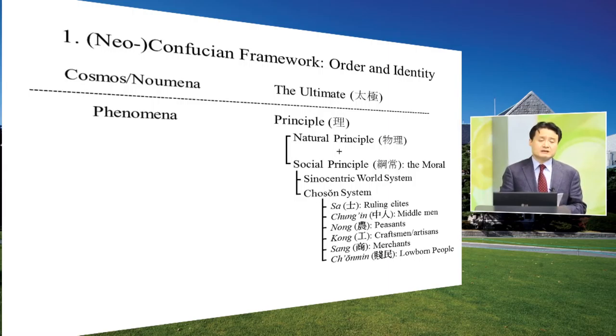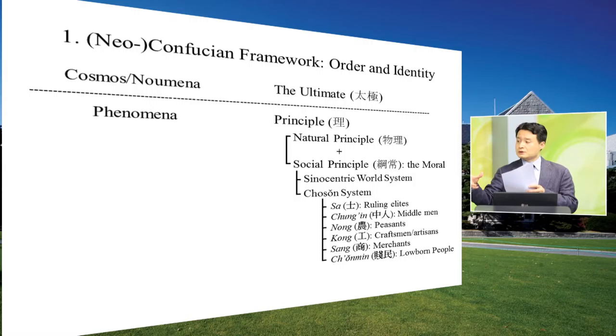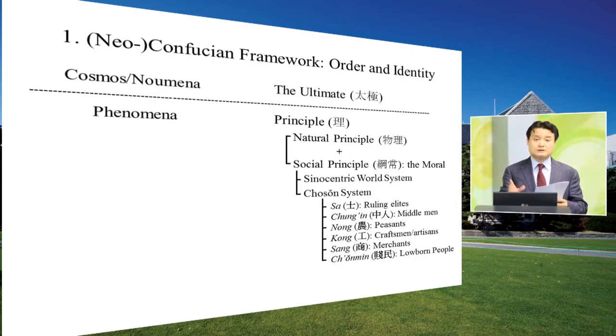Similarly to the Sino-world system, it is based upon the concept and content of hierarchy or order that starts from the ruling elite, and above that, middlemen, and after middlemen and peasants, and then craftsmen or artisans, and then the next is a merchant, and then the bottom is composed of lower-born people or slaves. So this kind of hierarchical relationship or hierarchical system of Chosŏn was believed to be the principle of Chosŏn, which also belonged to social principle, which also belonged to principle of these phenomena. They believed that that's the basic grounding law of Chosŏn society.